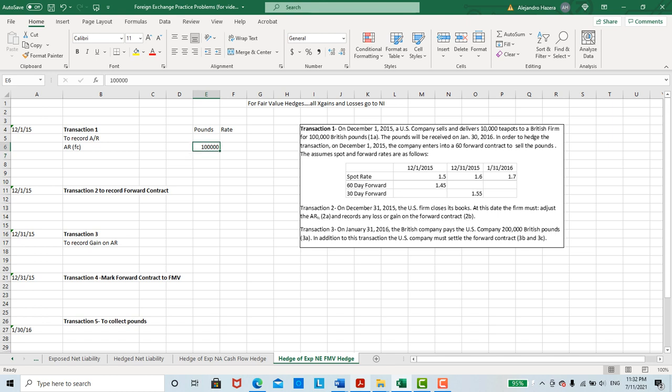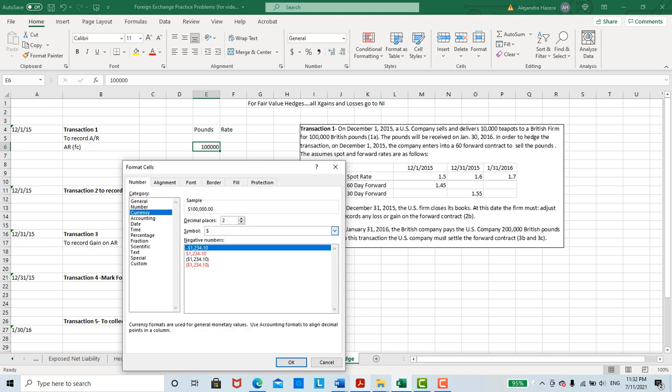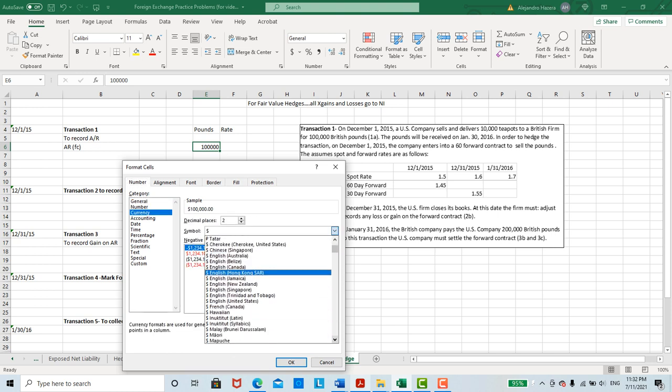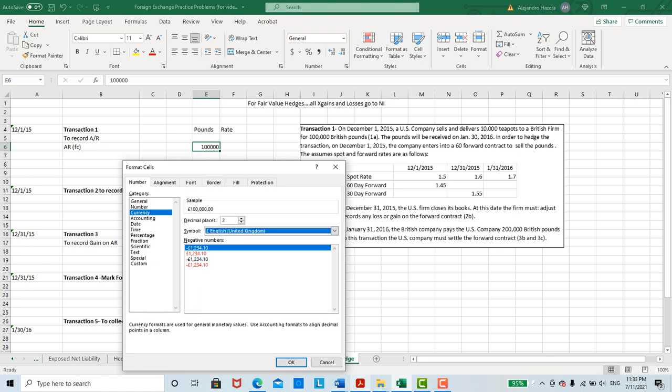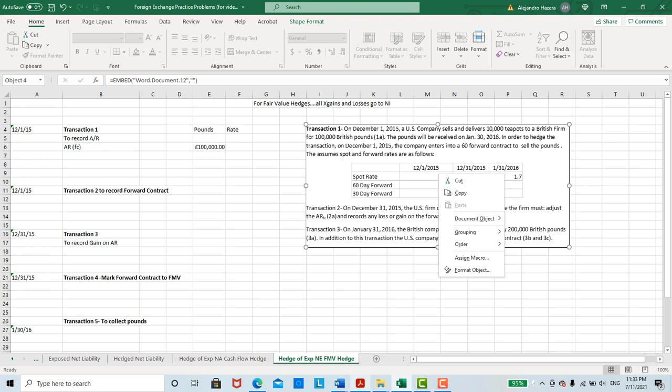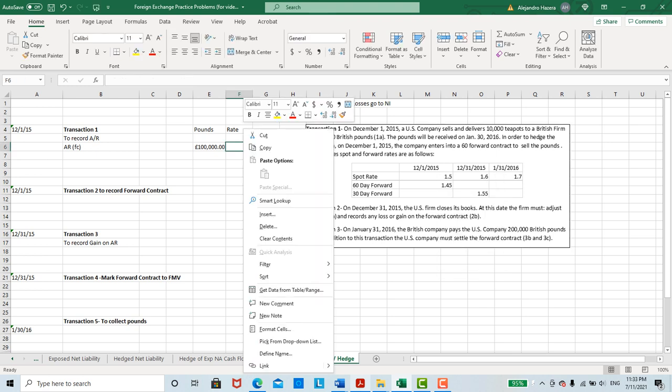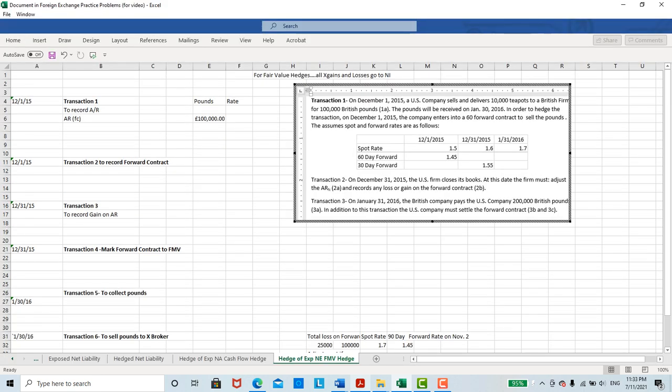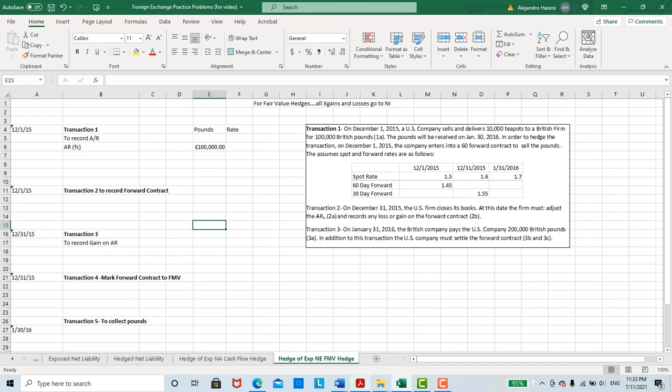I will change what I've been doing all along, but I think it's a good idea. And notice that the spot rate at this date is $1.50. So I'm using this spot rate right here. Using this spot rate right here. And that's $1.50.